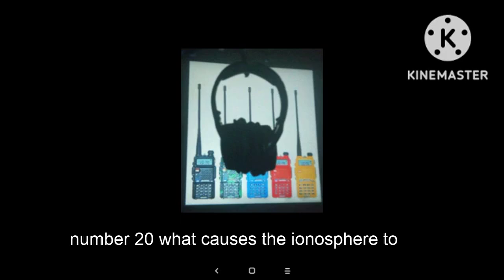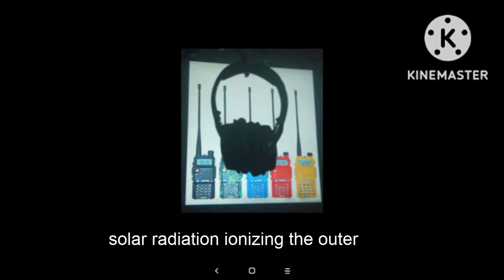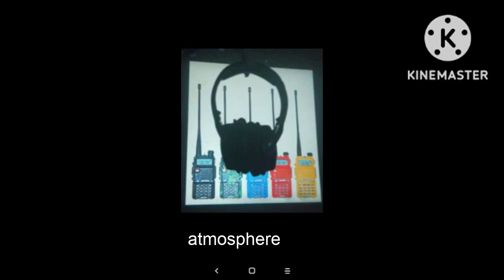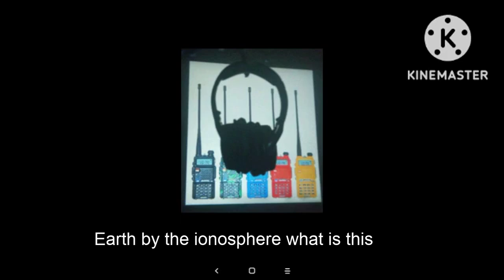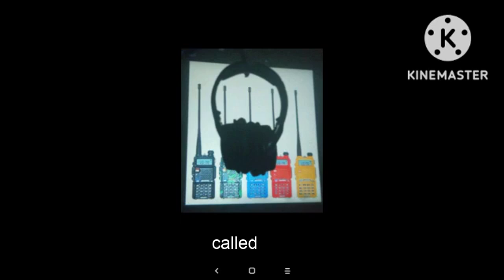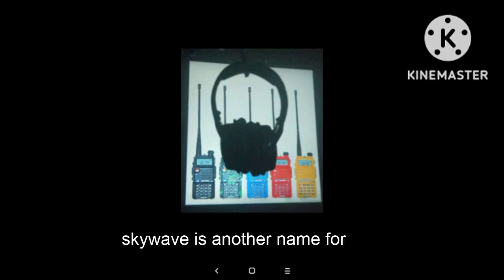Number 20. What causes the ionosphere to form? Solar radiation ionizing the outer atmosphere. Number 21. When a signal is returned to Earth by the ionosphere, what is this called? Skywave propagation. Number 22. Skywave is another name for ionospheric wave.